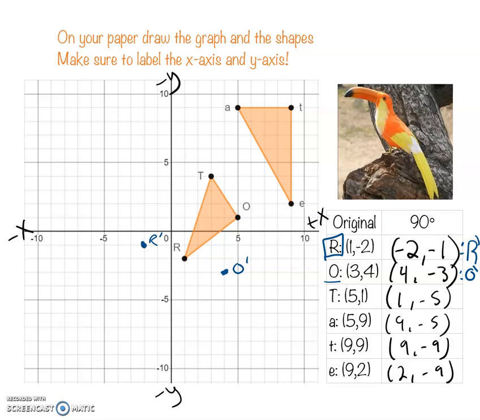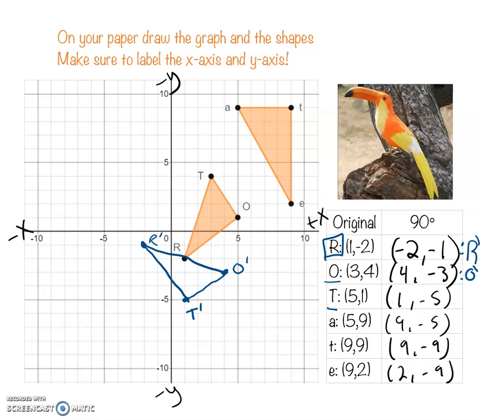Okay, now let's do the T. We're going to go +1 and then -5. So +1 and then 1, 2, 3, 4, 5. And again, that's going to be our prime point. So T prime. And now we just connect those points. So same shape, we've just rotated it.